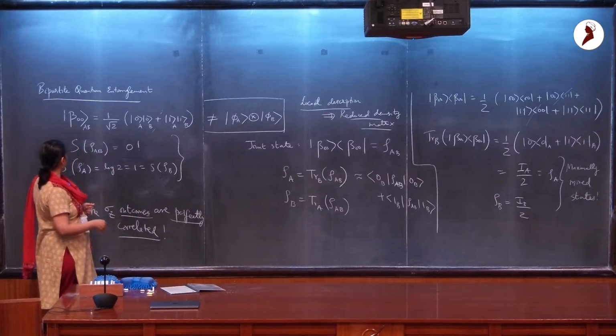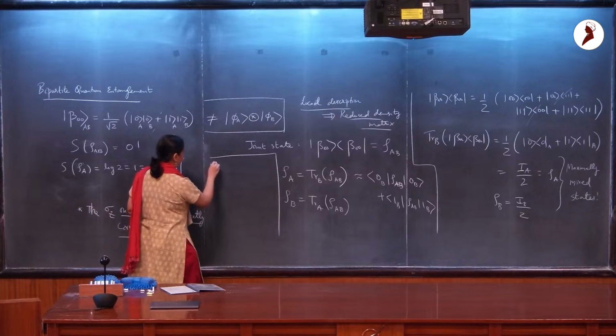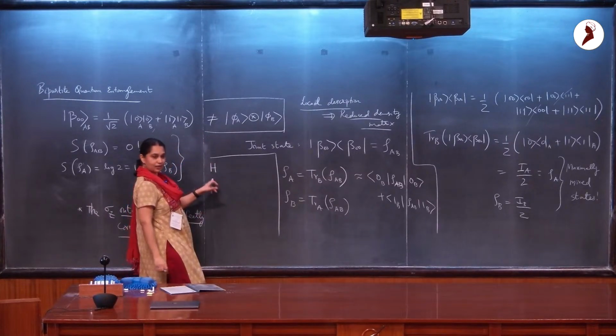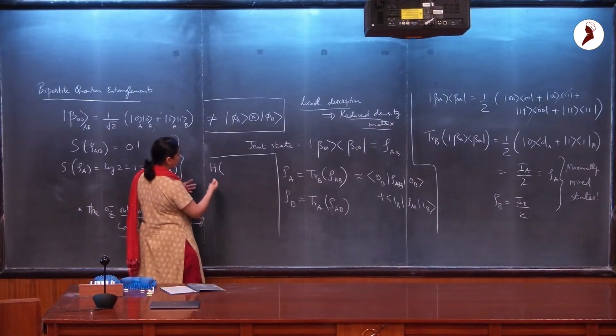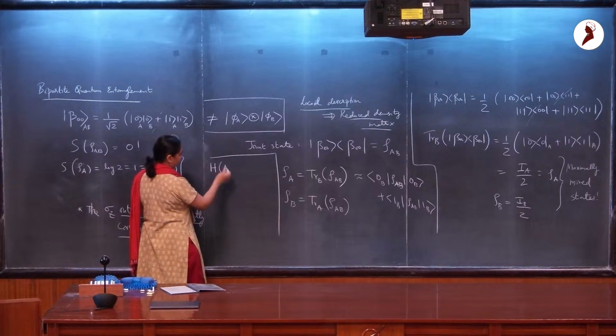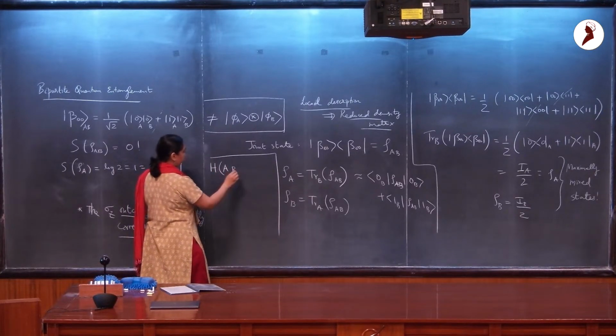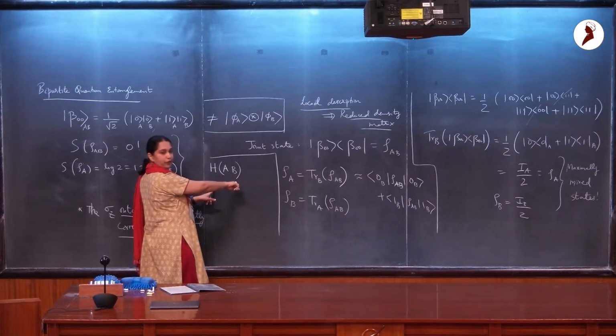Now, in the classical setting, remember I distinguished the classical entropy as H. So I can think of 2 different random variables, one represented by A, another represented by B, and I can write down a joint entropy of this pair of random variables. Okay?